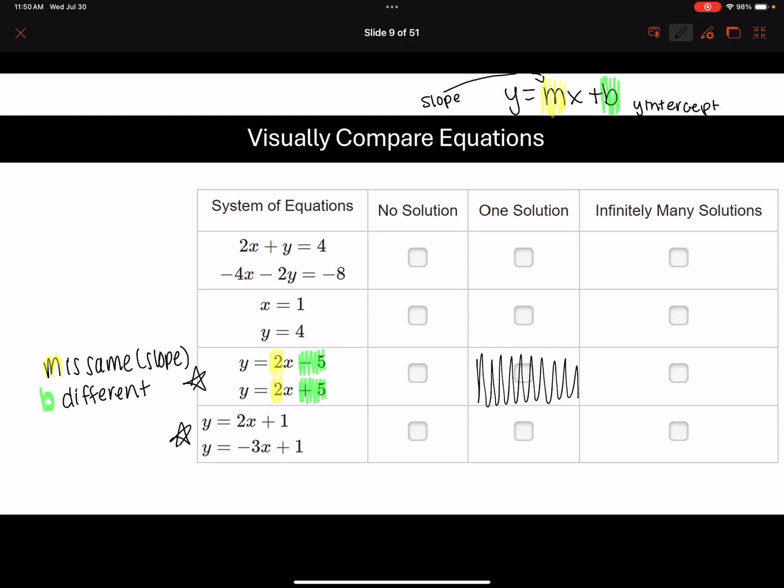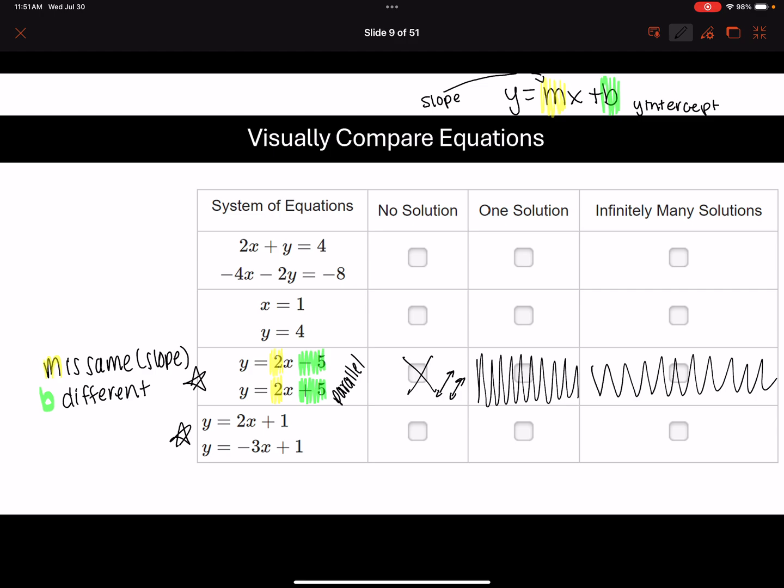When that happens, they're going to be parallel. So these are parallel lines. They're not going to cross. Parallel lines have no solution. That means they're going to go side by side. If I drew a picture, we could imagine them going like this. But they're never going to cross.